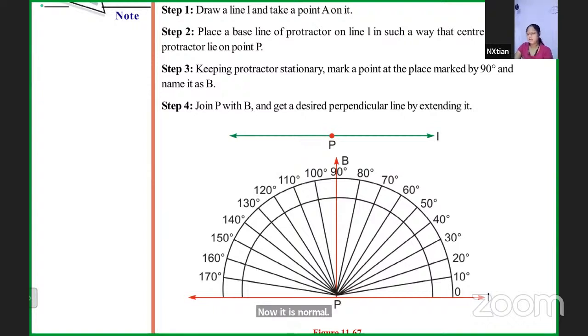Now we drew a line L of any measure. Then we marked a point P on it somewhere at the center. Now what you need to do is place the protractor on the line L in such a way that the center of the protractor is on point P. The center of the protractor has to touch the point P.